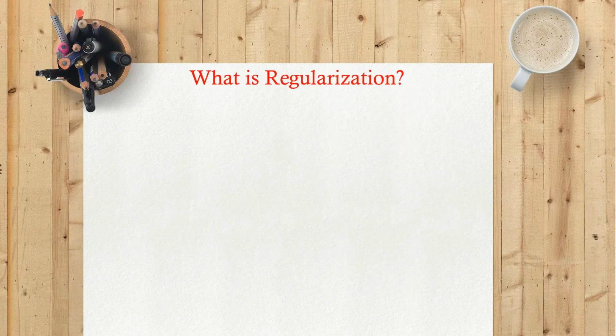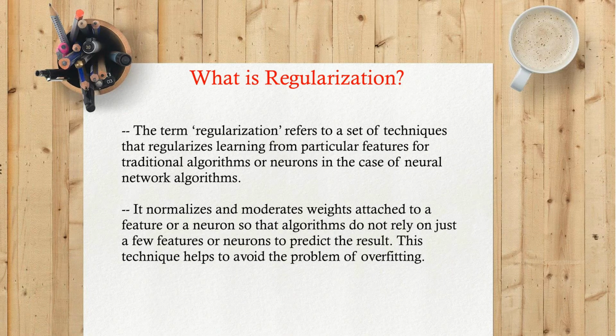What is regularization? The term regularization refers to a set of techniques that regularizes learning from particular features for traditional algorithms, or neurons in the case of neural network algorithms. It normalizes and moderates weights attached to a feature or a neuron so that algorithms do not rely on just a few features or neurons to predict the result. This technique helps to avoid the problem of overfitting.